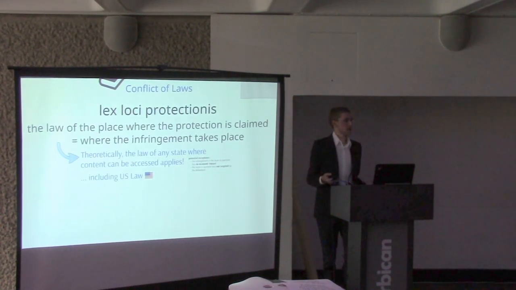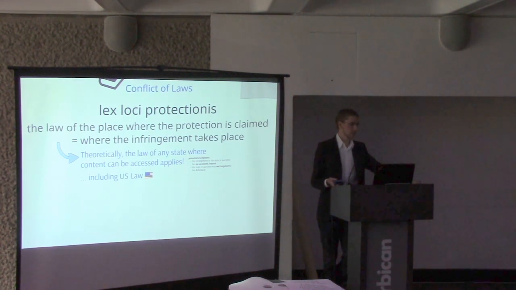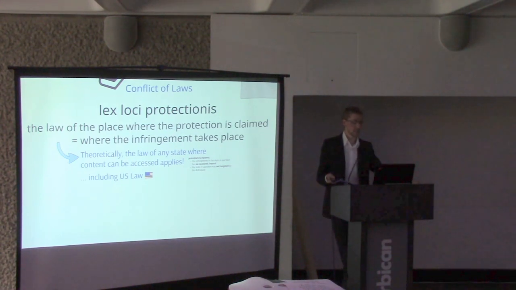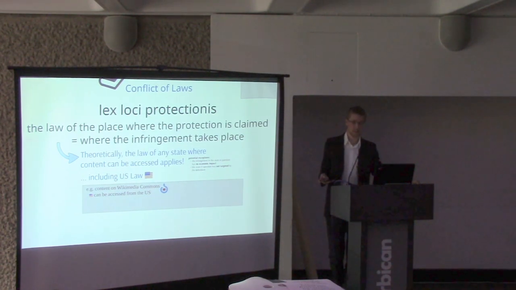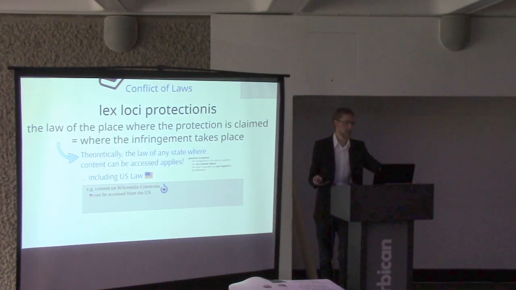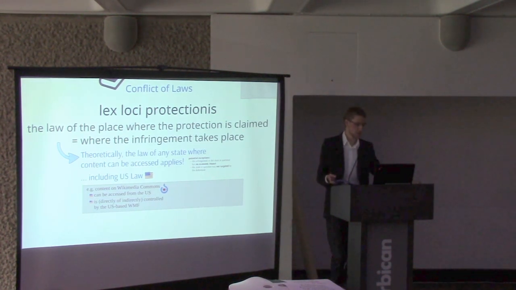Because it will be very difficult for a defendant to prove that the United States were not targeted or that there's no economic impact in the United States if content is accessible in the United States. As soon as content is accessible in the United States, there will be infringement and it will be possible to demand the application of the US copyright law. For example, if we have a particular look at Wikimedia Commons again, then there's not only the fact that the content can be accessed from the United States, there's also a second factor which makes the US copyright law even more prominent in these cases, and this is that the Wikimedia Foundation, which is the only person that can effectively remove content from the Wikimedia Commons servers, is based in the United States. But this is a second factor.